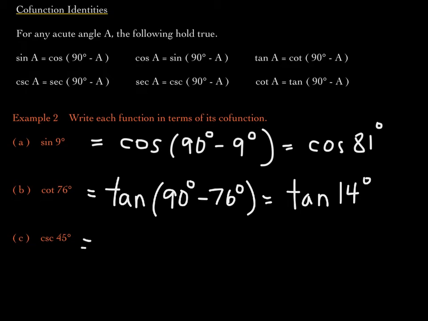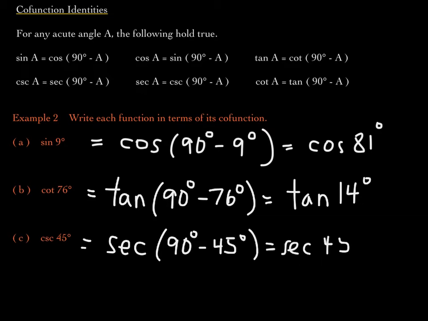Cosecant of 45 degrees will be equivalent to secant of 90 degrees minus 45 degrees, which will be secant of 45 degrees. So this is cofunctions and their values.